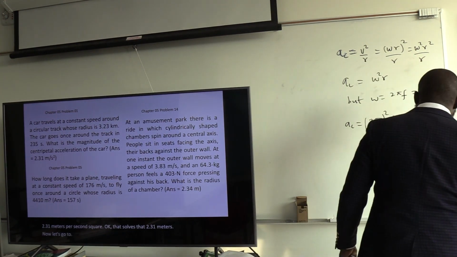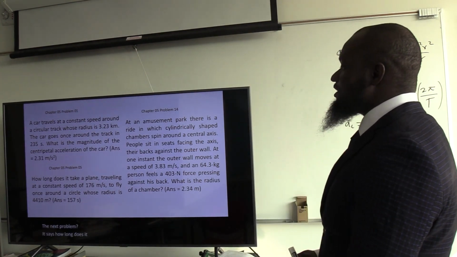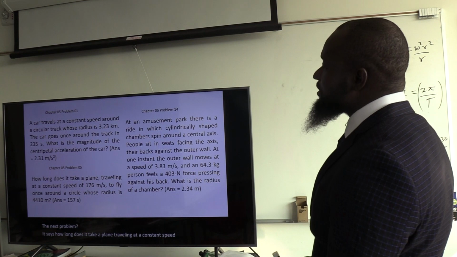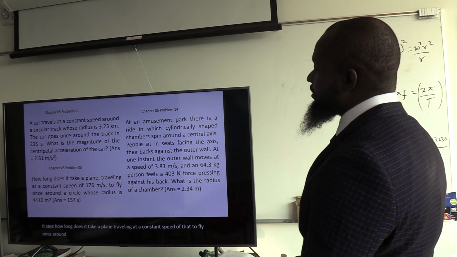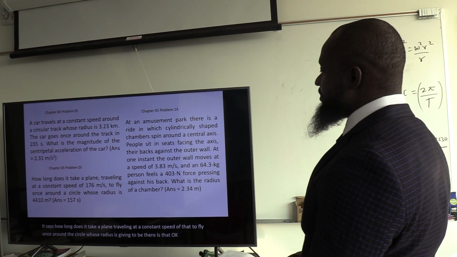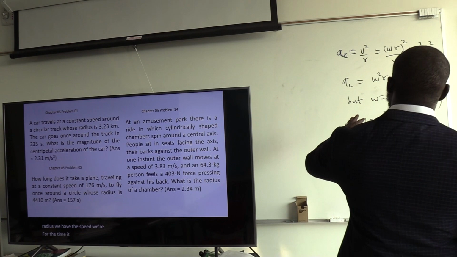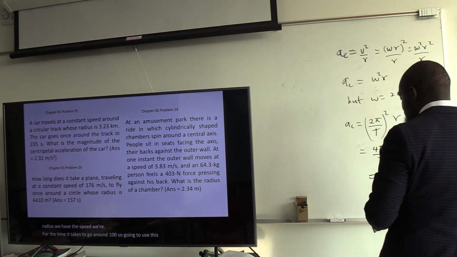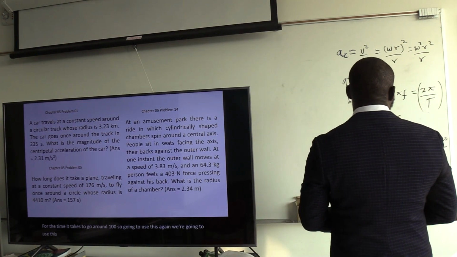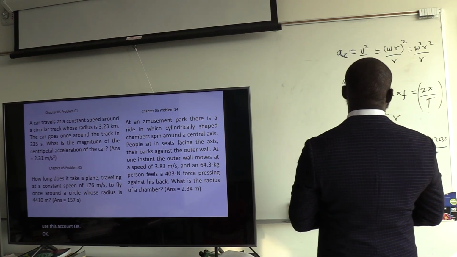Now let's go to the next problem. It says, how long does it take a plane traveling at a constant speed to fly once around a circle whose radius is given? So we have the radius, we have the speed. We are looking for the time it takes to go around once. So we're going to use this again.